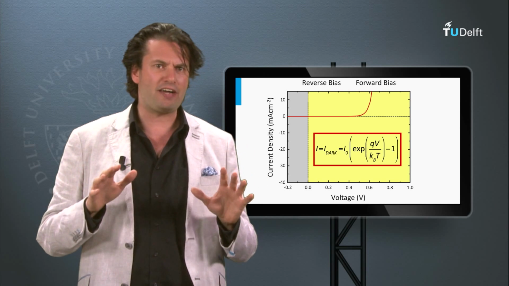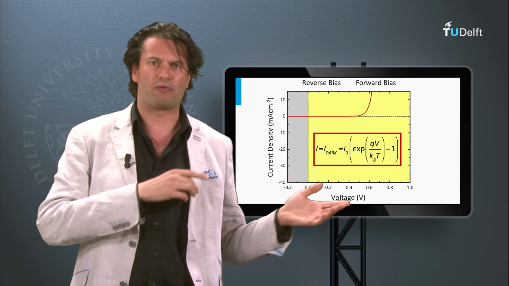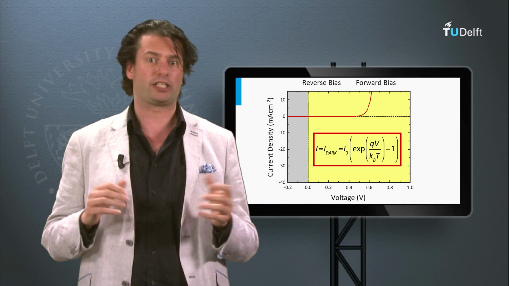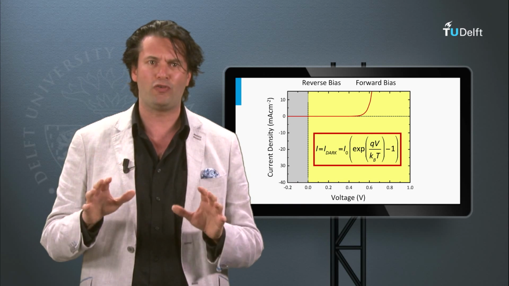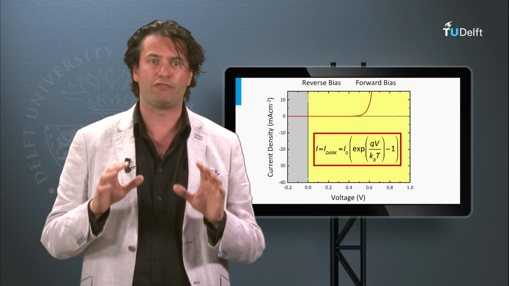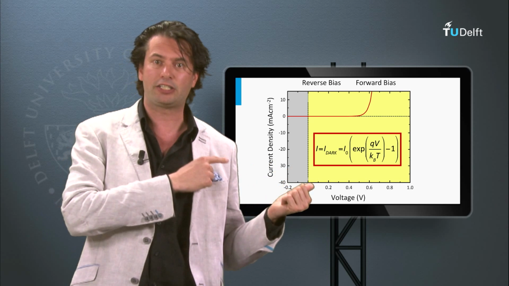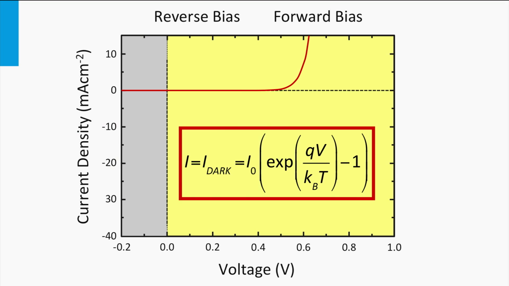We won't derive why the current and voltage are related by this exponential expression. You only have to know for the moment that the IV curve of a PN junction in the dark can be described by this expression.